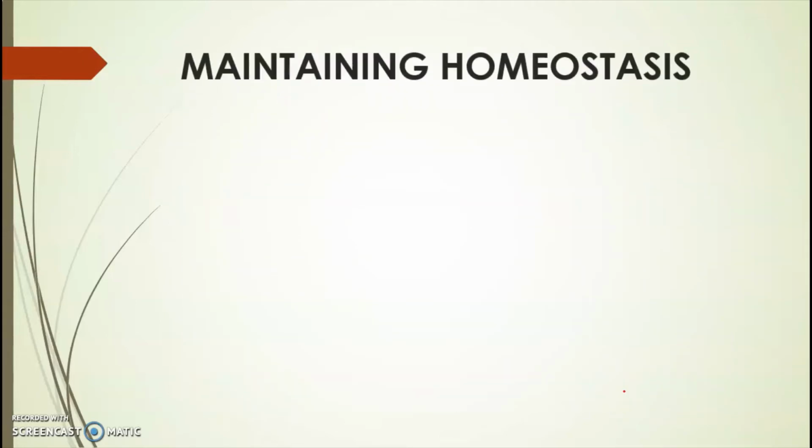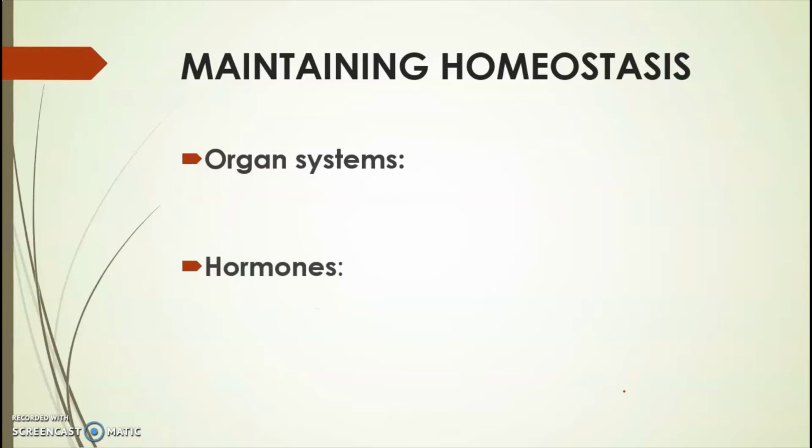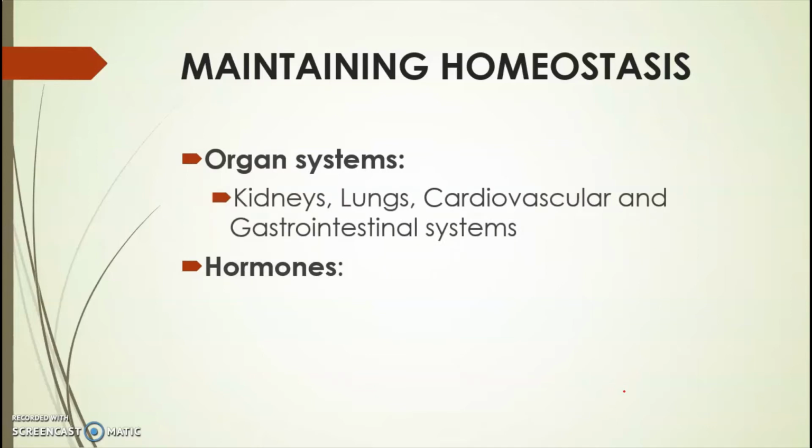Okay? So how do we maintain homeostasis in our body? So there are two main things that we can do or our body is doing to maintain homeostasis. Number one is through the organ system that is involved in homeostasis plus your hormones. So the organ systems that are involved in your homeostasis maintenance are your kidneys, lungs, cardiovascular, and gastrointestinal system. And these are actually the organs that are directly responsible. But just like I told you guys during our first video, almost all organ systems in our body are actually involved in maintaining or regulating body fluids and electrolytes.